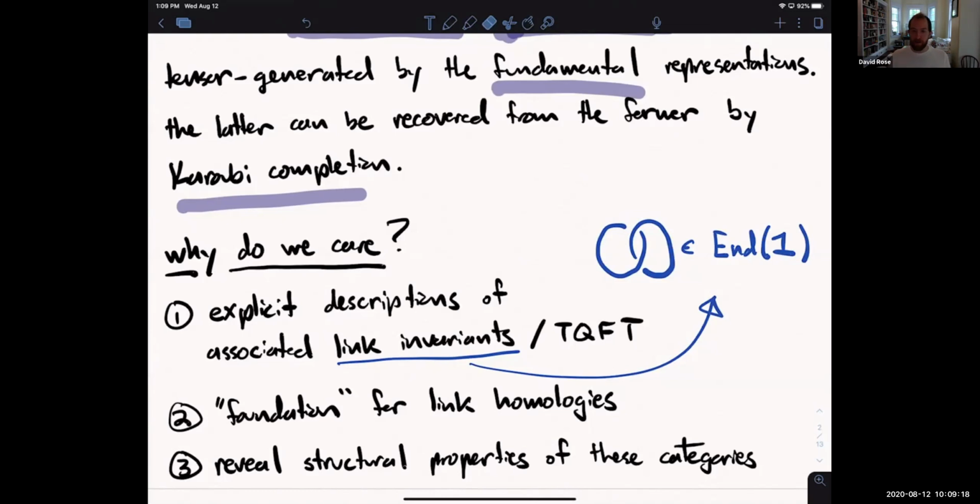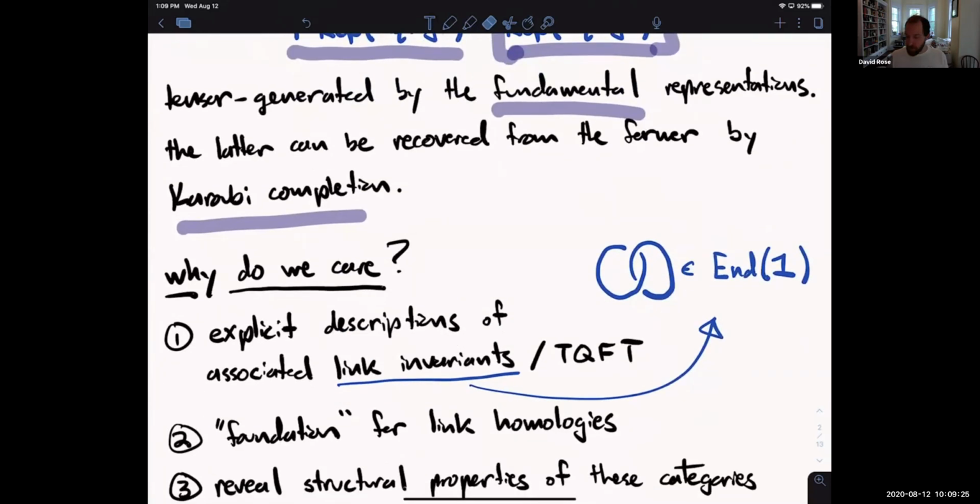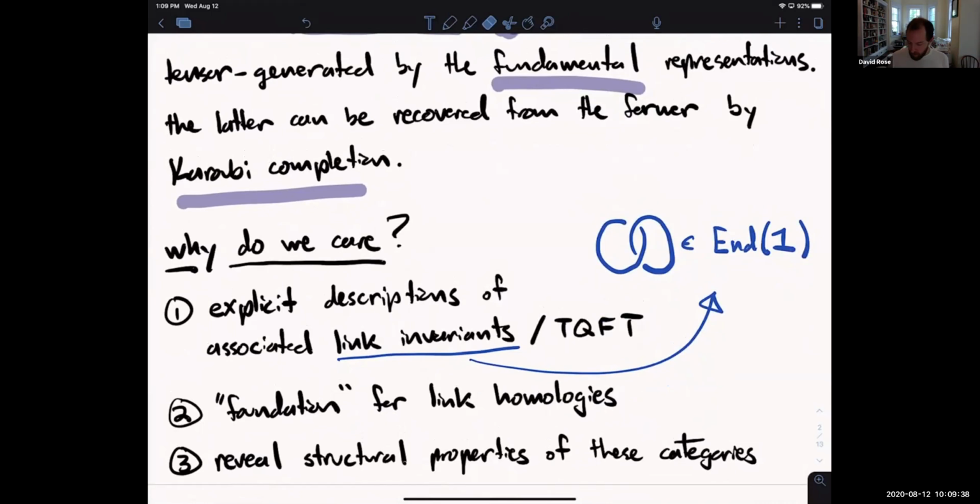Okay, so one reason why we care about such descriptions is these categories give us link invariants, therefore maybe explicit descriptions of these categories give us tools to study these link invariants. Maybe a related reason to care about giving presentations of these monoidal categories is that they, in some sense, form the foundation for link homologies. And I'll comment a bit more on that in a second.